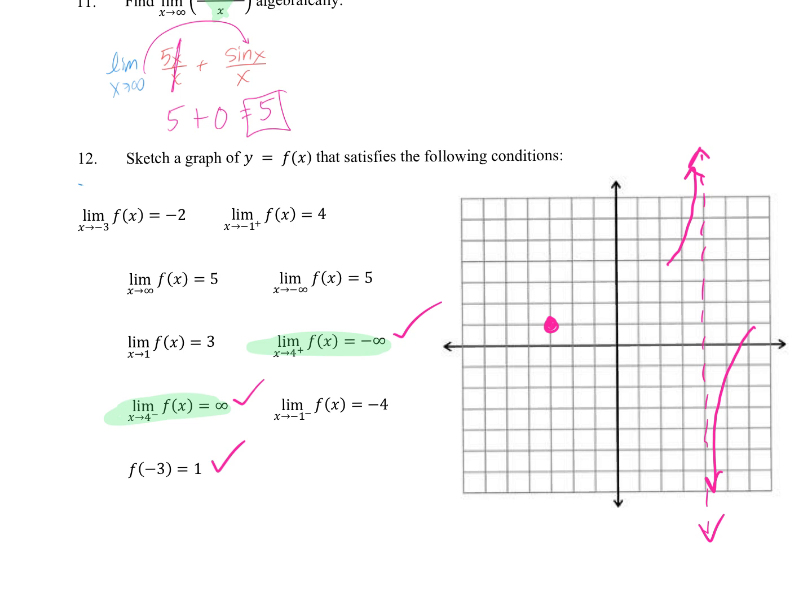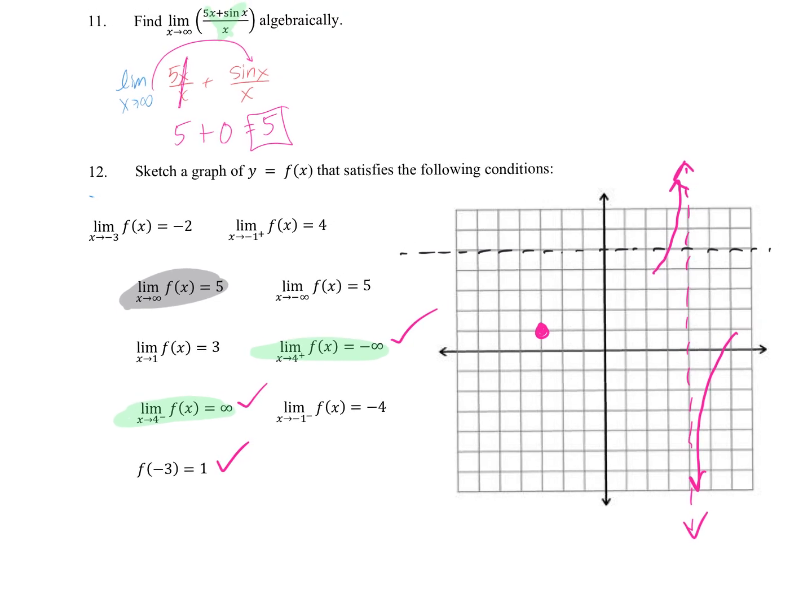Would I have any horizontal asymptotes? Horizontal asymptotes are when x goes to infinity or negative infinity. As x goes to infinity, my y's have to approach 5. So he's saying that means I've got a horizontal asymptote at 5. And as x goes to infinity, my y's have to go to 5.